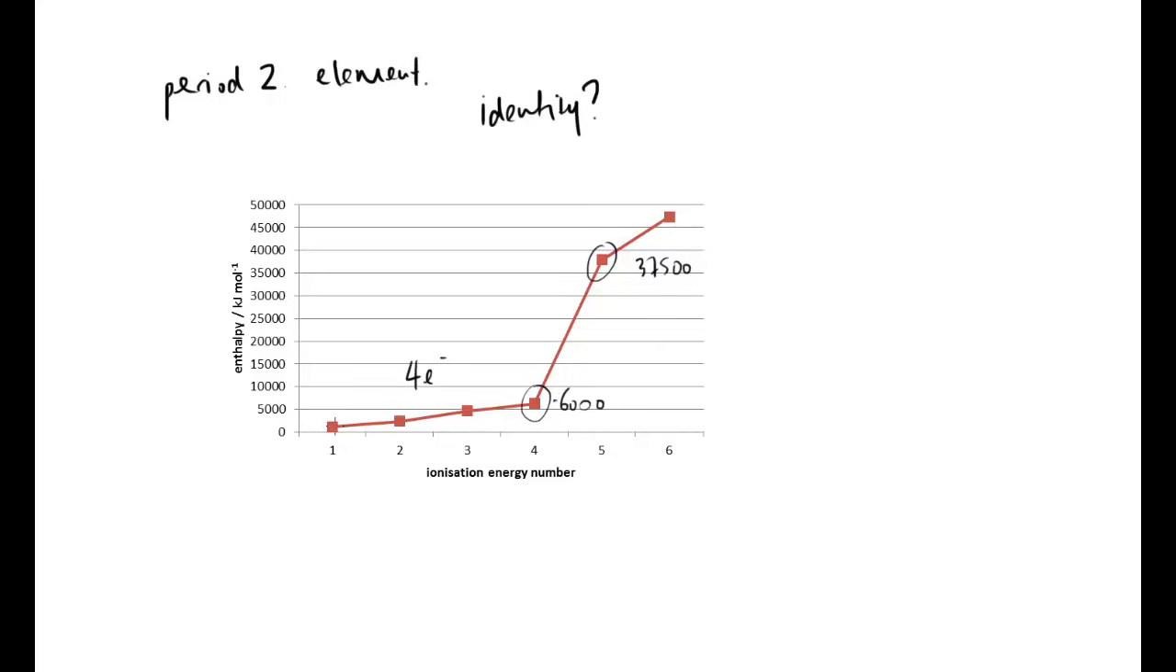Just to reiterate how I got that point, I'm removing 1, 2, 3, 4. Not much of an increase. There is an increase, but it's a steady increase as I'd expect. This jump tells me I'm moving to a different energy level. Because there are 6 electrons here, we've got a big jump between this fourth electron and the 5th electron being removed, which tells me I'm moving from an outer shell into an inner shell.